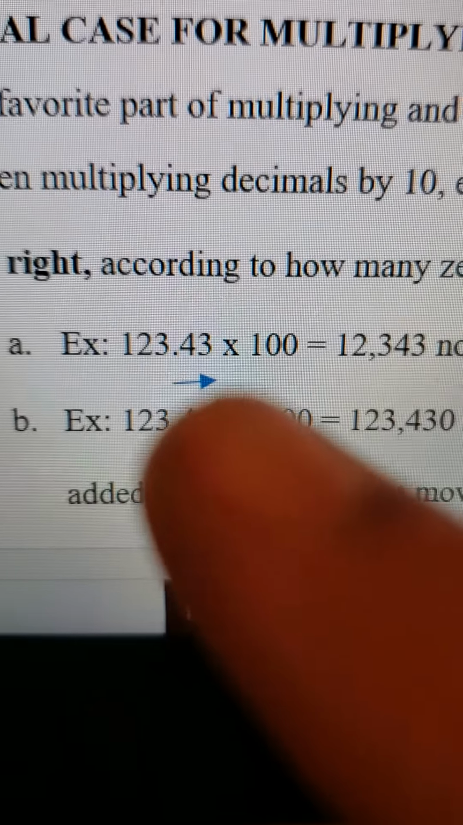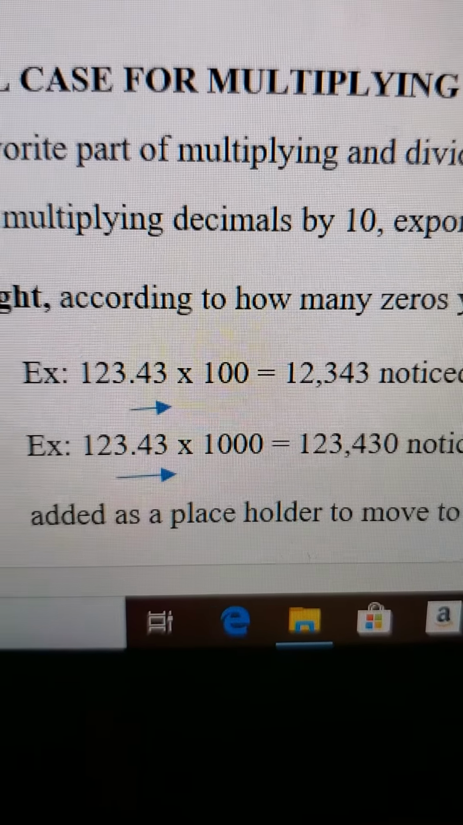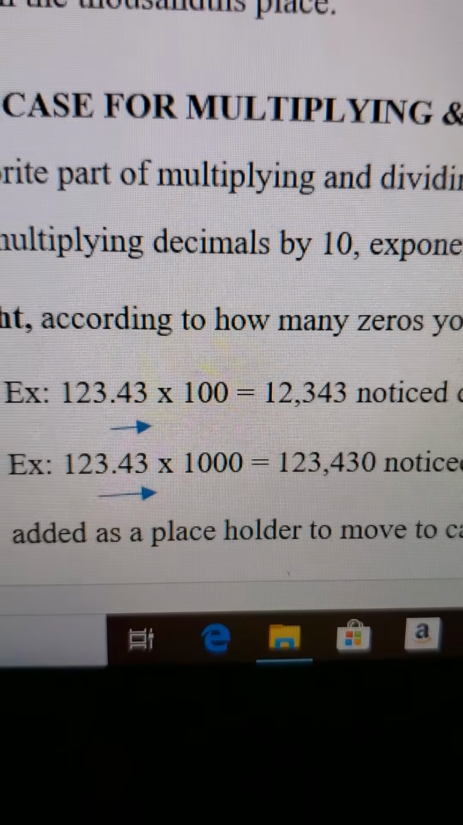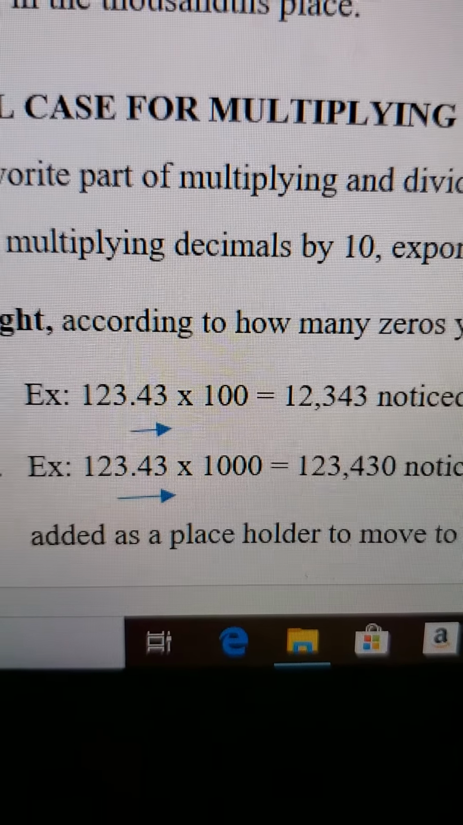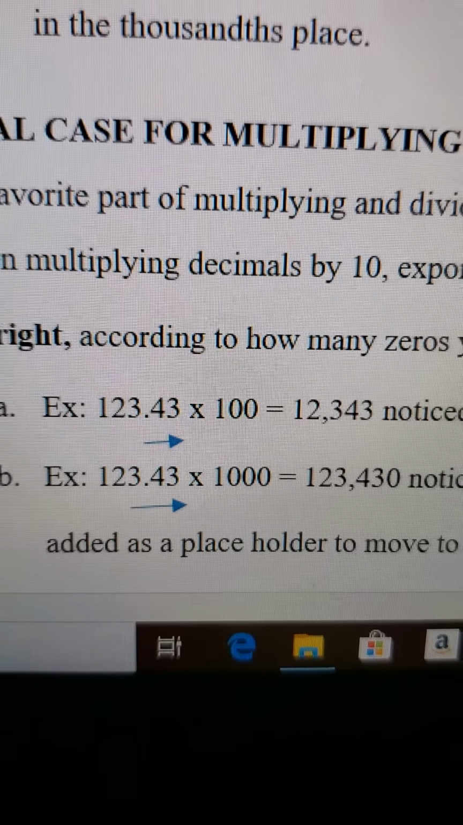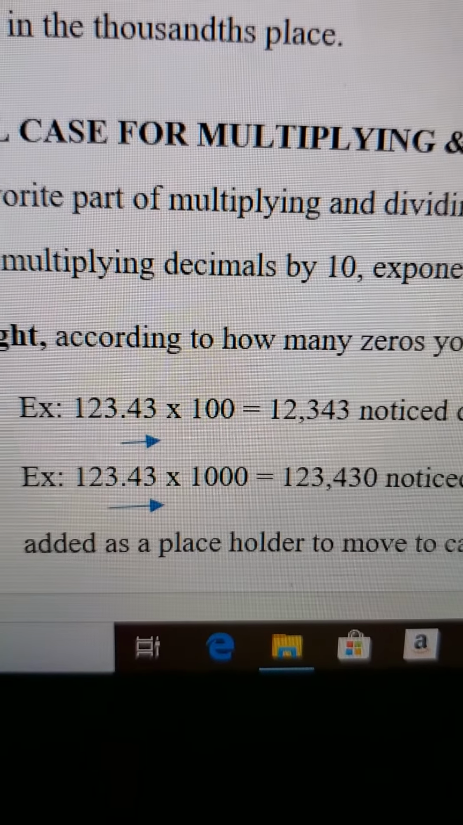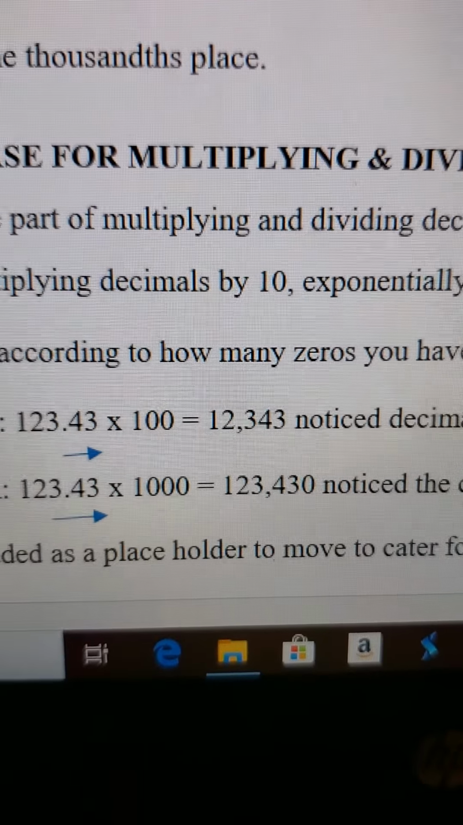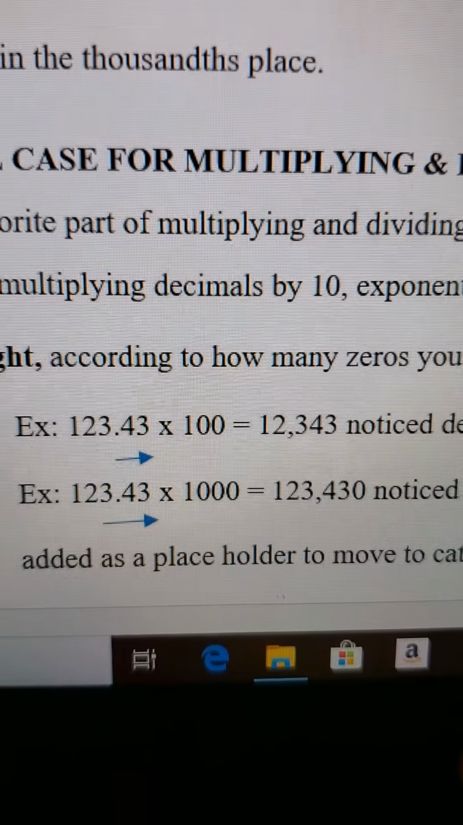Okay, so with these cases, you don't have to go into any type of long multiplication process of 123.43 times 100. You don't have to do all of that. Just move the decimal to the right according to how many zeros.